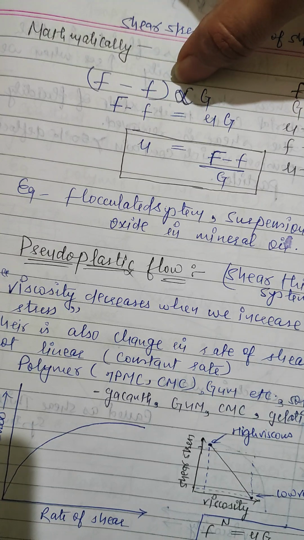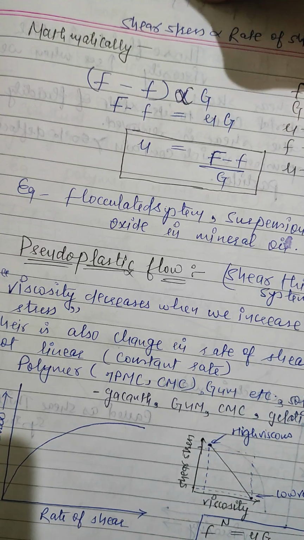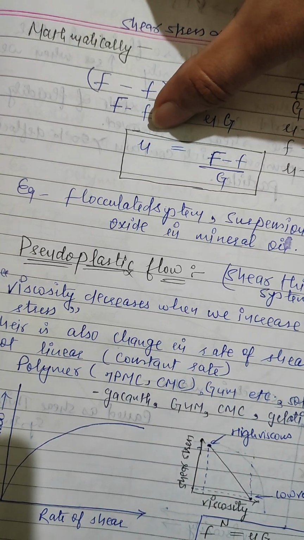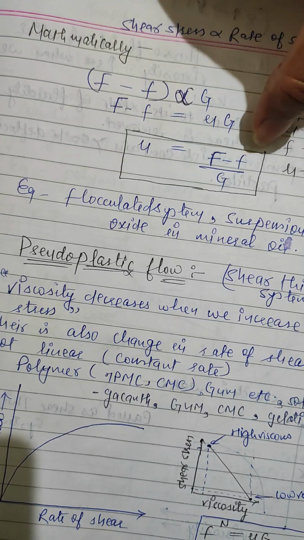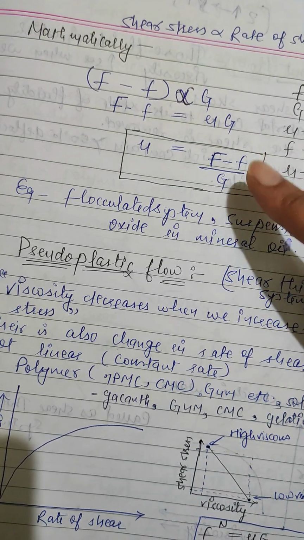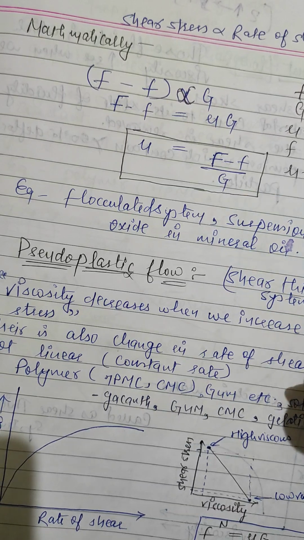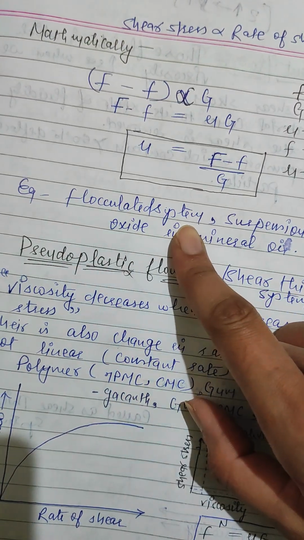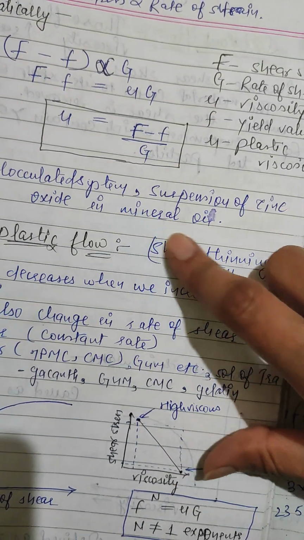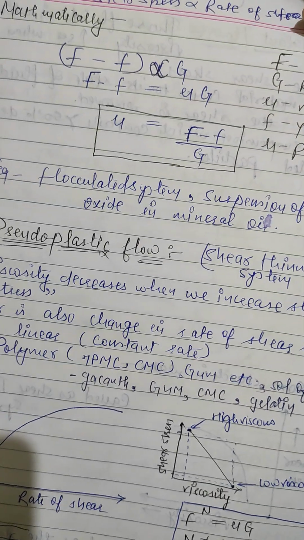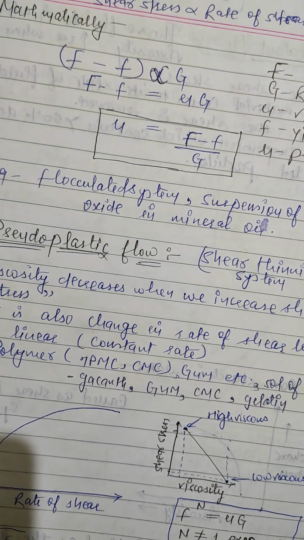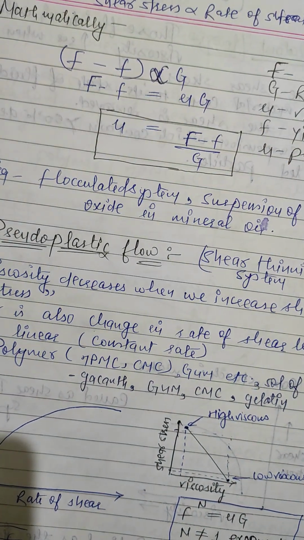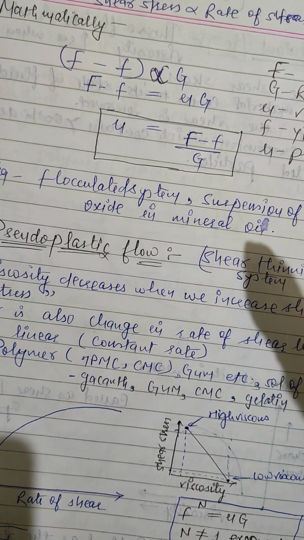Now if we remove the proportionality constant, it will become: mu is the plastic viscosity. So mu represents plastic viscosity. It will be capital F minus small f upon G. So this will be the final equation for plastic flow, right? Examples of these are flocculated systems and suspensions of zinc oxide in mineral oil. These are the examples of plastic flow, right? So this was the mathematical expression of the plastic flow. I hope you must have understood something.